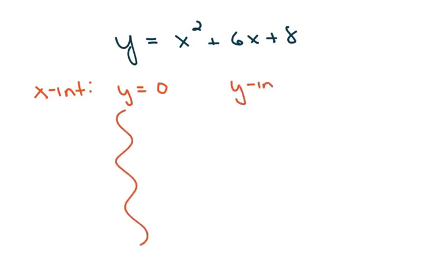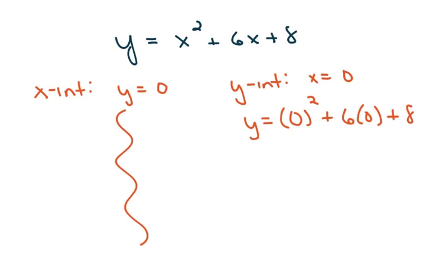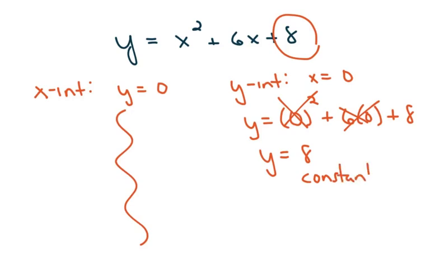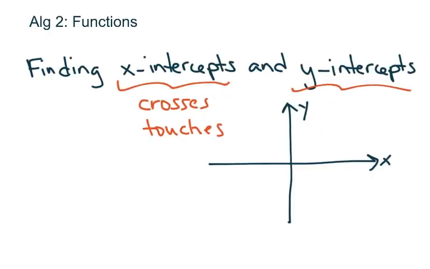But finding the y-intercept when you plug in 0 for x is really easy, because what's 0 squared? Well, it's 0. What's 6 times 0? Well, it's 0. These end up going away because they're both equal to 0, and you find out y equals 8. So the y-intercept ends up being the last number in the quadratic equation. This number was called the constant. And that is a review of finding x and y intercepts.